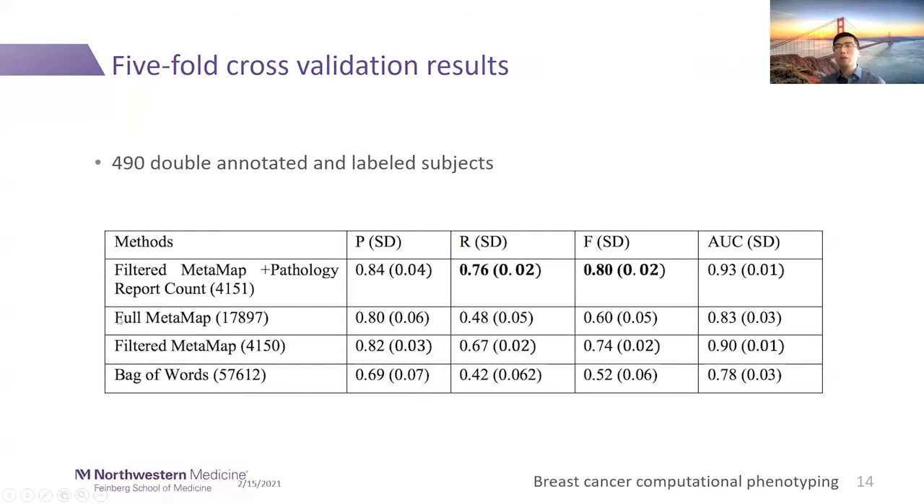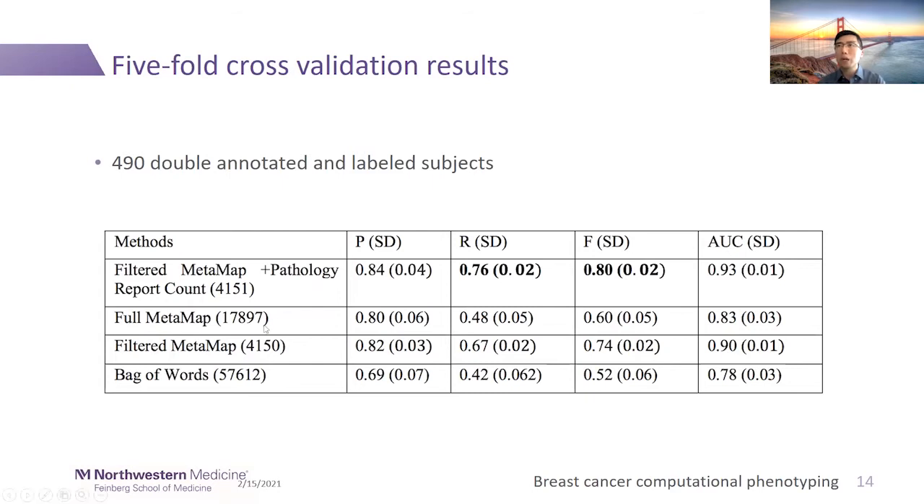And in comparison, if we use full MetaMap, this is what we got. Full MetaMap means that we have a lot more features, right? Those features may or may not be directly related to the local recurrence. And so this is a much richer, but not necessarily always helpful, feature set.